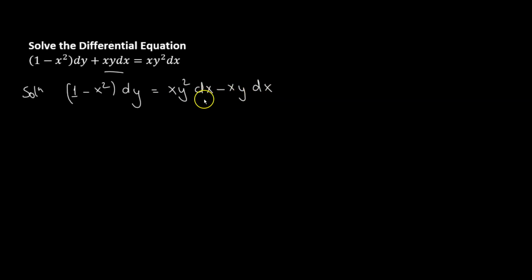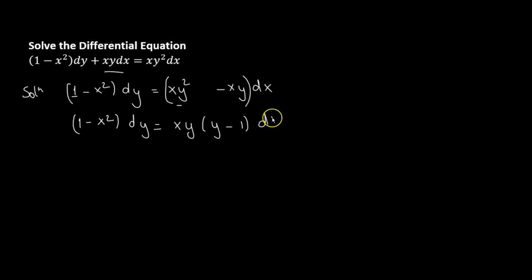So let's begin by rewriting the given differential equation as 1 minus x squared times dy. We'll take the second term to the right hand side: x y squared dx minus xy dx. We can take dx as the common factor from both terms. Then we have 1 minus x squared dy equals, from xy squared and xy, we can take xy as the common factor, leaving us with y minus 1 dx.